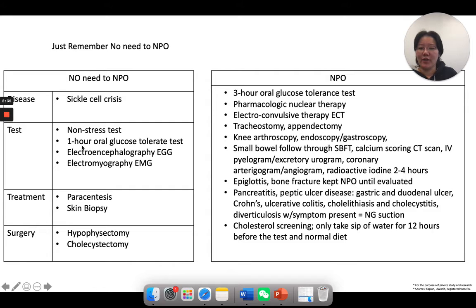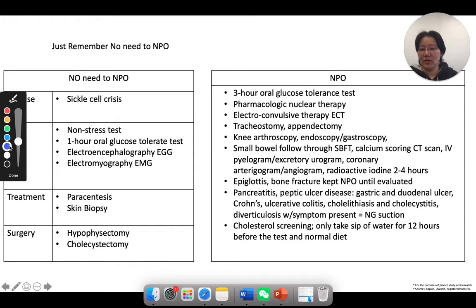And an interesting example is the 1 hour oral glucose tolerance test: you don't need to fast. Well, for the 3 hour oral glucose tolerance test, you do. So the NCLEX RN question could say the patient is going for a 1 hour oral glucose tolerance test. Then our answer mostly is they can eat and drink. If they go for the 3 hour test, you want to make sure that they fast before the test. So that's how I differentiate the left table versus the right.